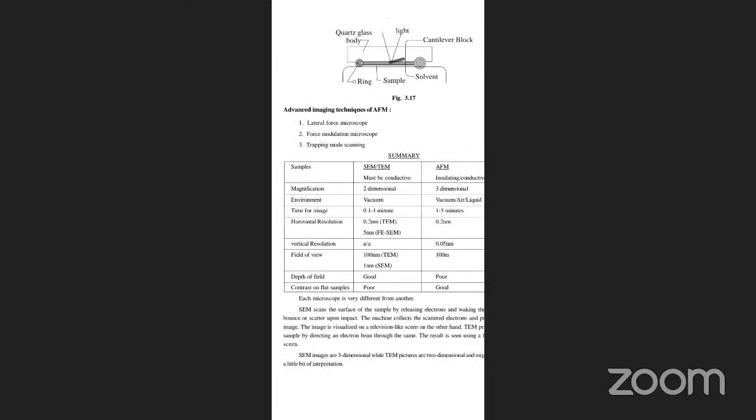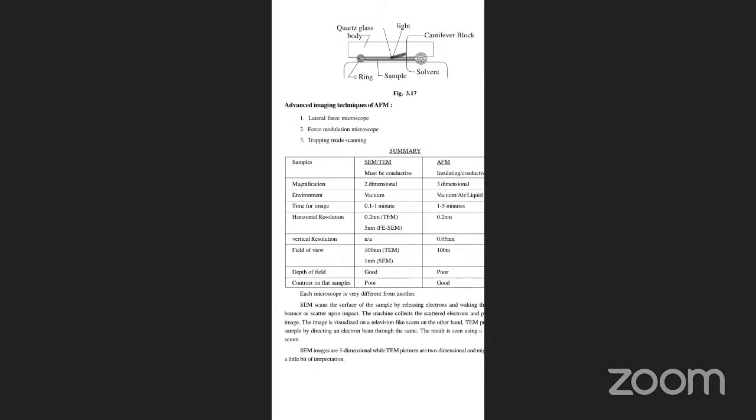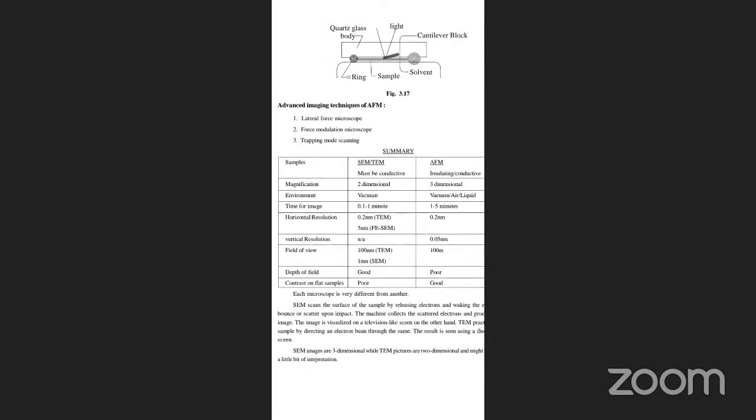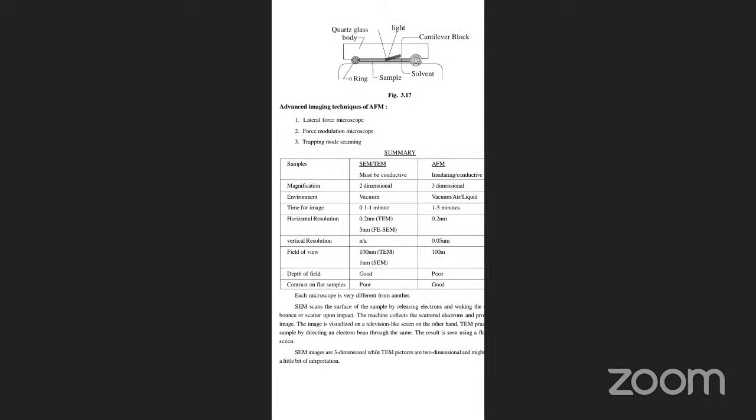Advanced imaging techniques for AFM are lateral force microscopy, modulation microscopy, and tapping mode scanning. Summary: samples for SEM and TEM must be conductive, while AFM samples can be insulating or conductive. Magnification is 2-dimensional for SEM and TEM, and 3-dimensional for AFM. Environment: vacuum for SEM and TEM; air or liquid for AFM. Time for an image is 0.1 to 1 minute for SEM and TEM, and 1 to 5 minutes for AFM. Horizontal resolution is 0.2 nanometer for TEM, 5 nanometer for FE-SEM, and about 0.1 nanometer for AFM. Vertical resolution is not applicable for SEM and TEM, and 0.05 nanometer for AFM.